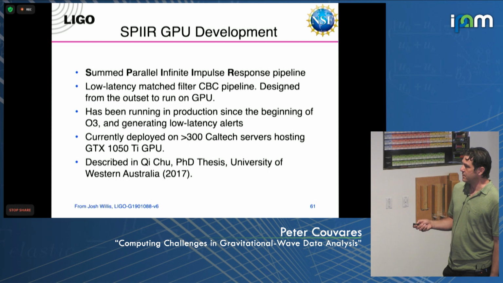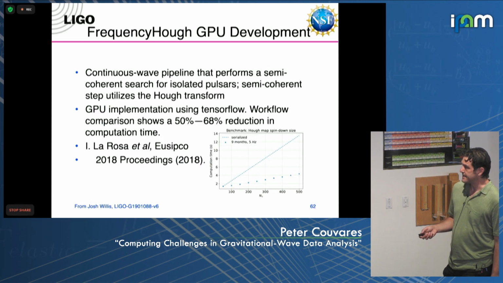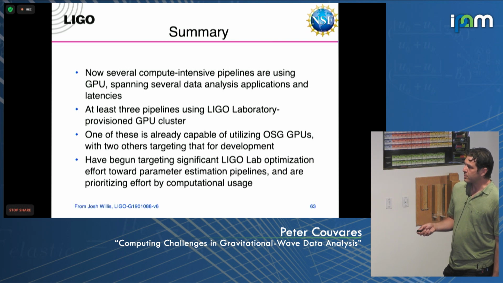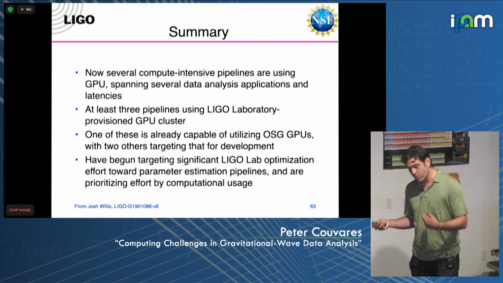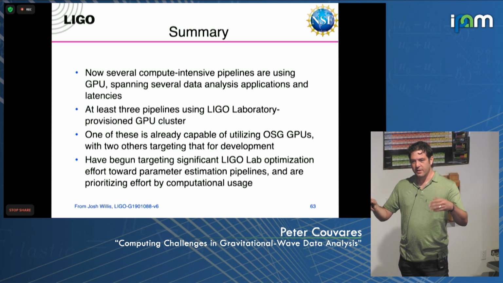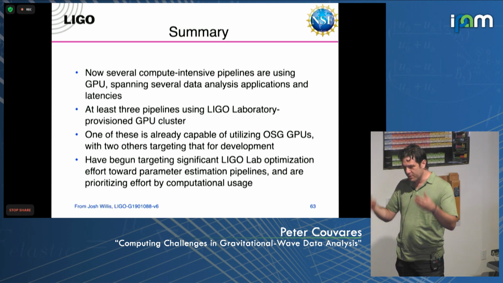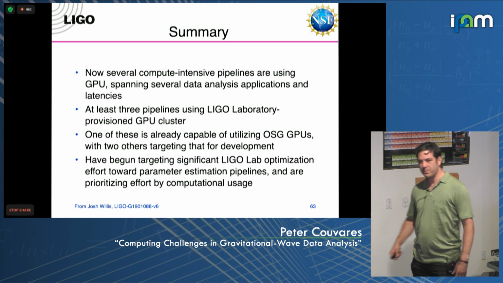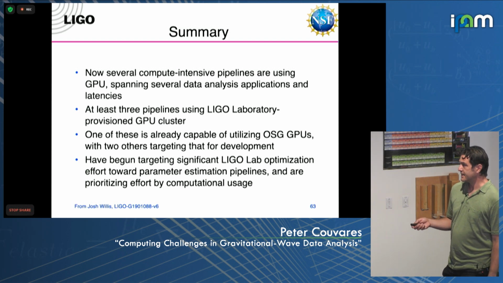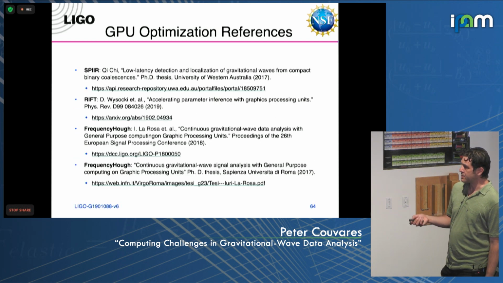Spear is the low latency CBC pipeline. This is running on about 300 servers with these very cheap consumer gaming GPUs. This is the reference for that if you want to see it. Then there's the frequency Hough pipeline. Again, I won't go into a lot of detail on that. The point is, we now have several compute-intensive pipelines using GPUs. One of these is already using GPUs in OSG, which is great. Initially, GPUs weren't easy to schedule on other people's resources, so with our CPUs we went far and wide across the world, but our GPUs we ran at home. Now we're starting to run on other people's GPUs, which is a big improvement. These are more references if you want to know more about the GPU codes.